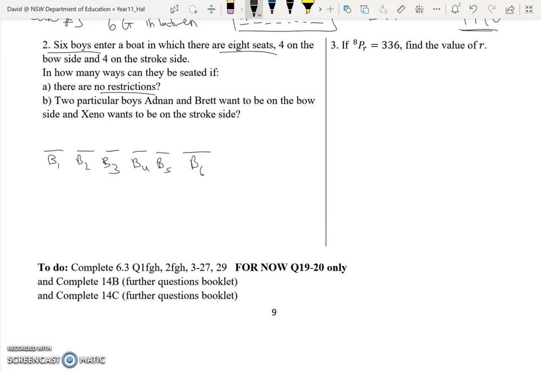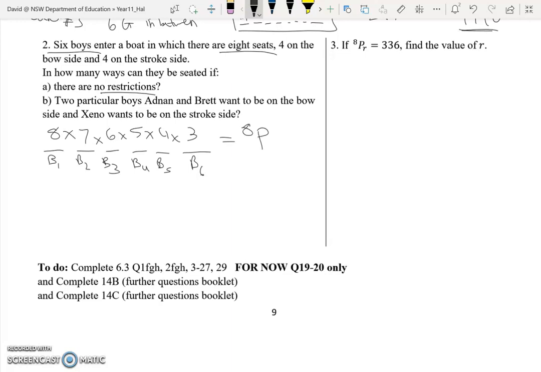So let's imagine the first boy approaches the boat. How many seats has he got as options? He's got 8 options, right? The second boy approaches the boat. How many options for seats does he have? Well, he's got 1 less because boy 1's already taken up 1 seat. So he's got 7 options. Then this one would be 6 options. This would be 5. This would be 4. This would be 3. Okay, so that's 8.